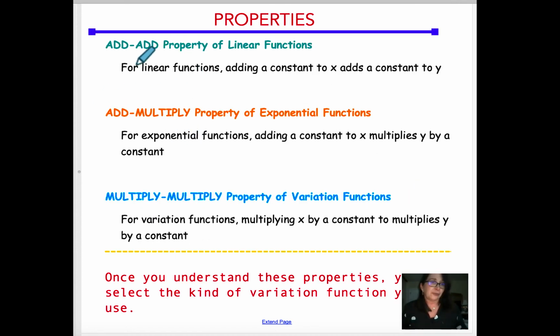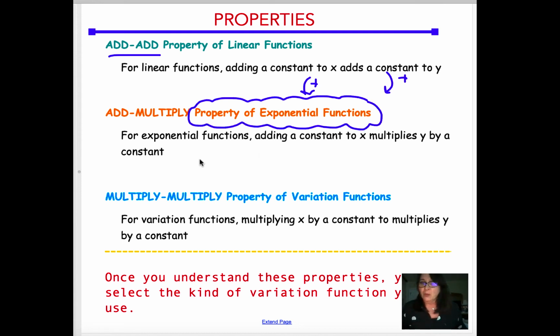So for linear functions, you're going to have the add property. That's when you're adding a constant to x. So we're adding something to this value on the left, and you're adding a constant to y. That's the add property, and you use that with linear functions. The add multiply property, which is what we did with exponents, is when you have a function and you add some value here, but then you're multiplying by a constant on this side. So that's why it's called the add multiply property.